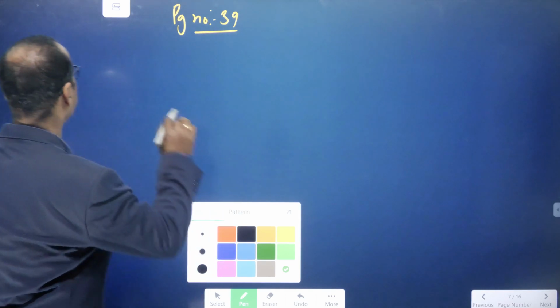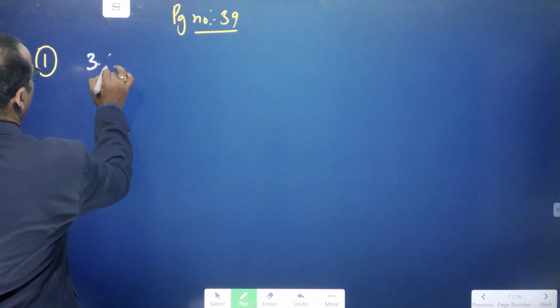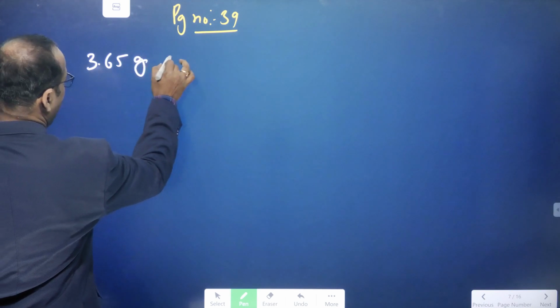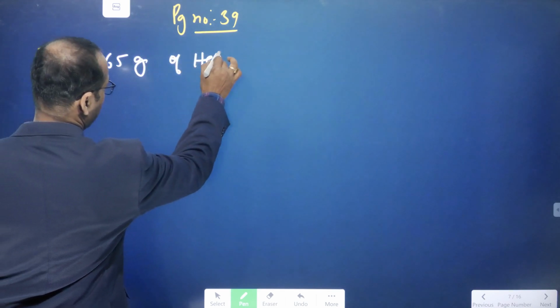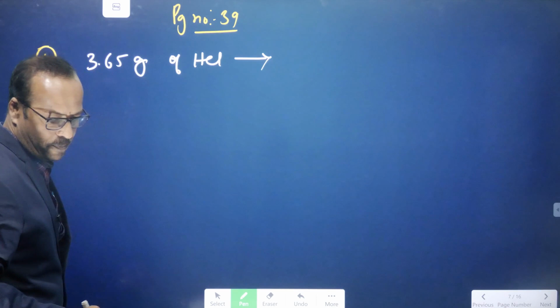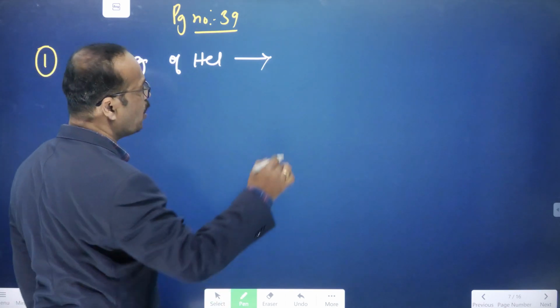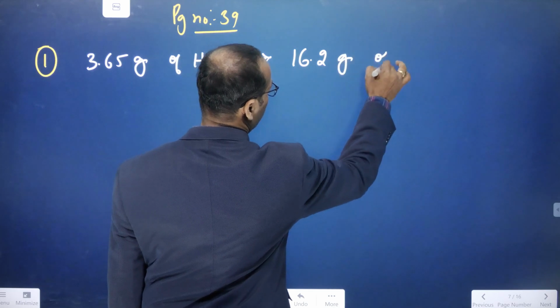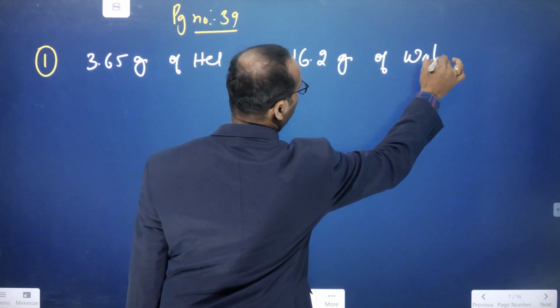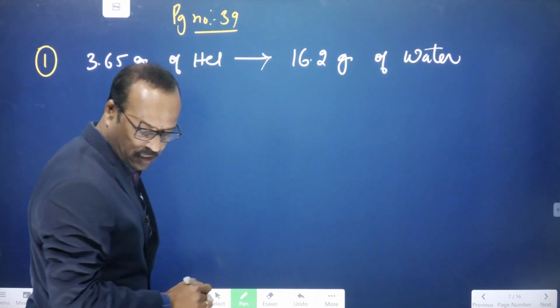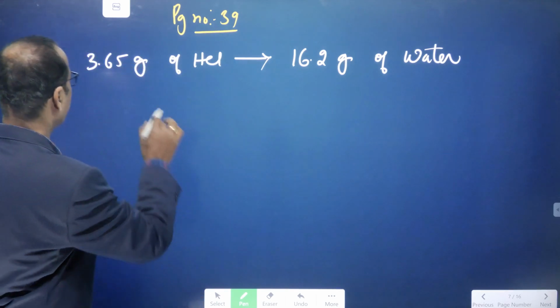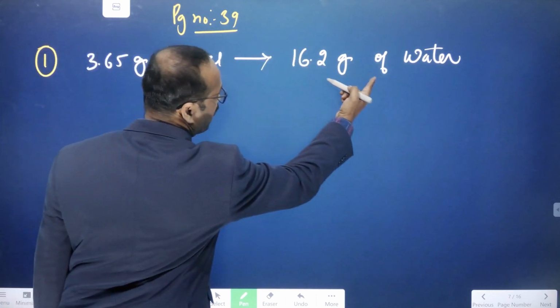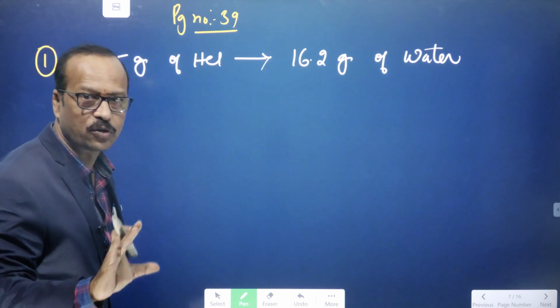3.65 grams of HCl is dissolved in 16.2 grams of water. Now what are they asking to find? They are asking to find the mole fraction of the solute and the mole fraction of the solvent. Both they are asking to find.